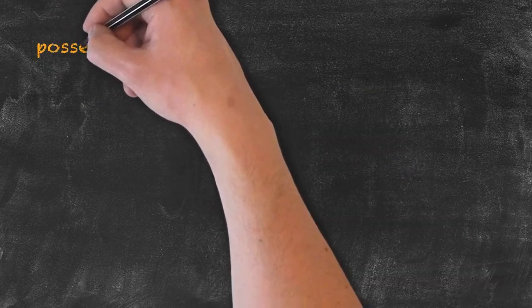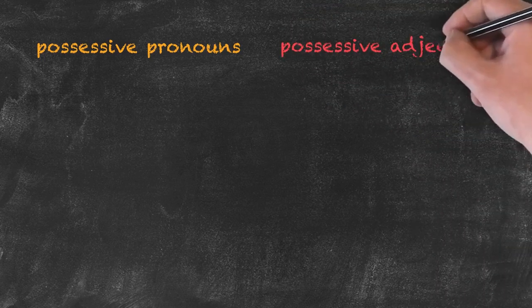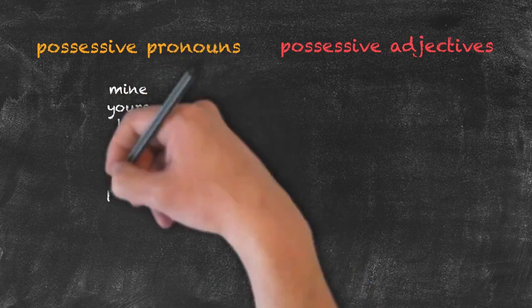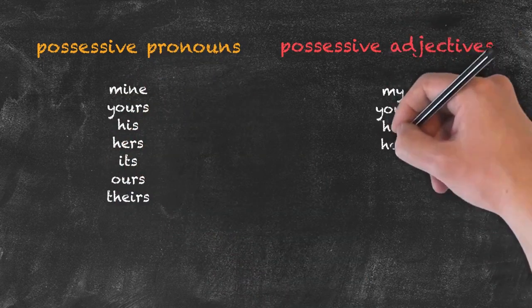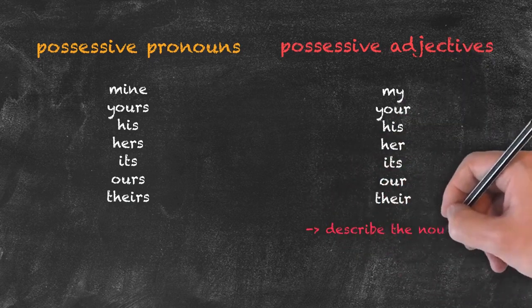Now let's take a look at the possessive pronouns, but we'll do so by looking at also the possessive adjectives. Now let's compare our possessive pronouns to our possessive adjectives. We can easily identify which is which by keeping in mind what our adjectives do. Our adjectives describe our nouns.